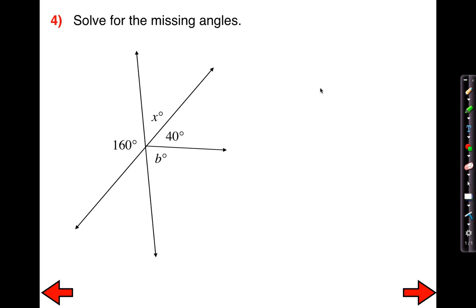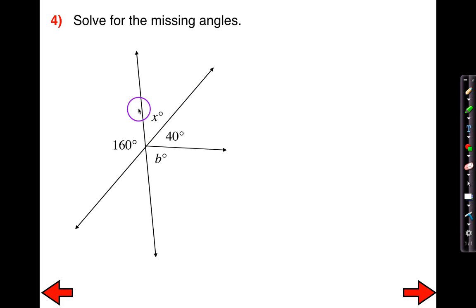I would like you to go ahead and pause the video so you can try number 4 by yourself. Okay, so let's see how well you did. I'm going to do the method I would choose. Again, could it be different than what you did? Absolutely. So let's see how well you did.